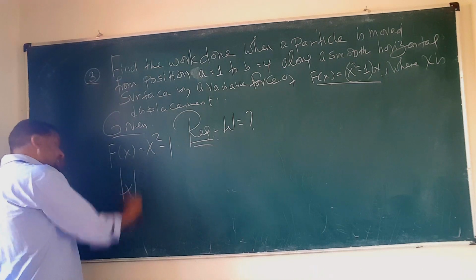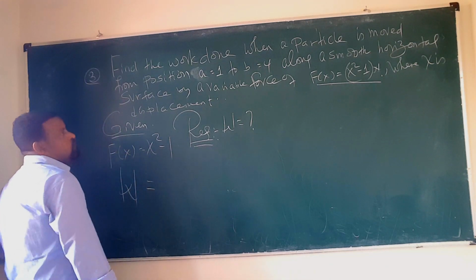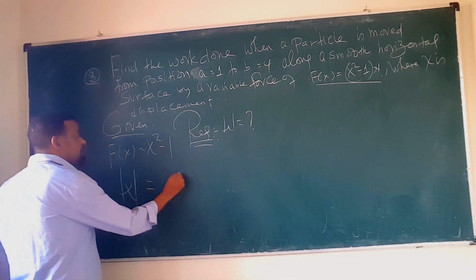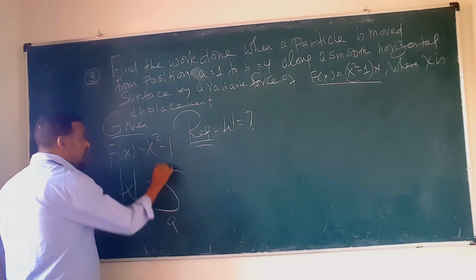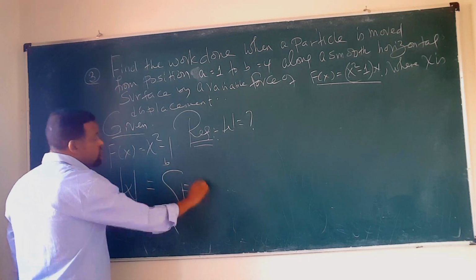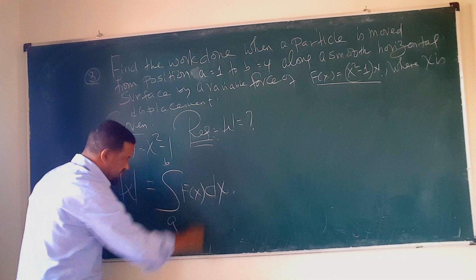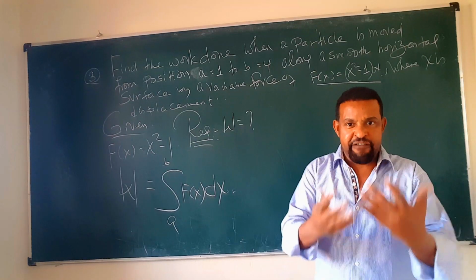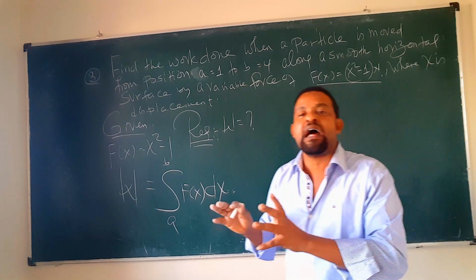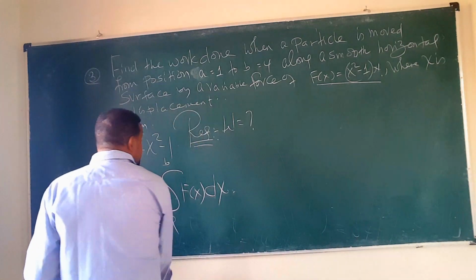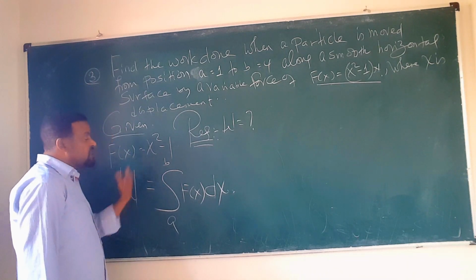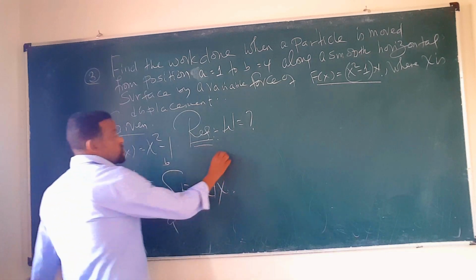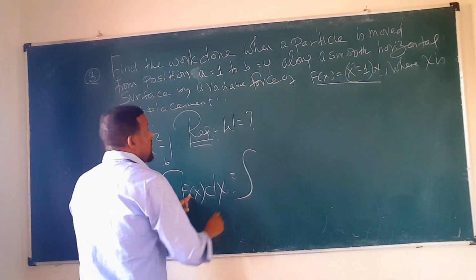So the work done by a variable force moving the object from A to B, or from x1 to x2, is given by the definite integral from A to B of that variable force f of x with respect to x. This is the formula. The work done by a variable force f of x is given by the definite integral of the force function when the object moves from position A to position B.